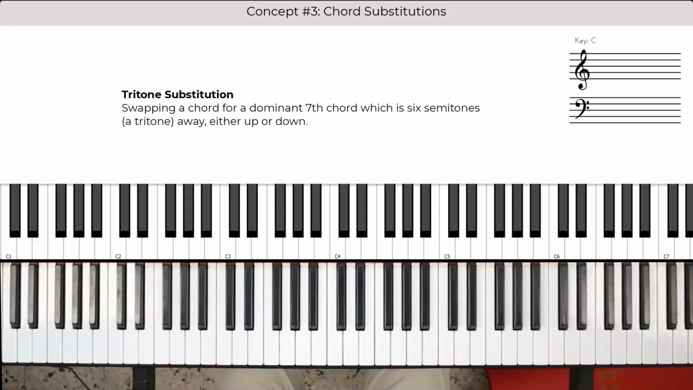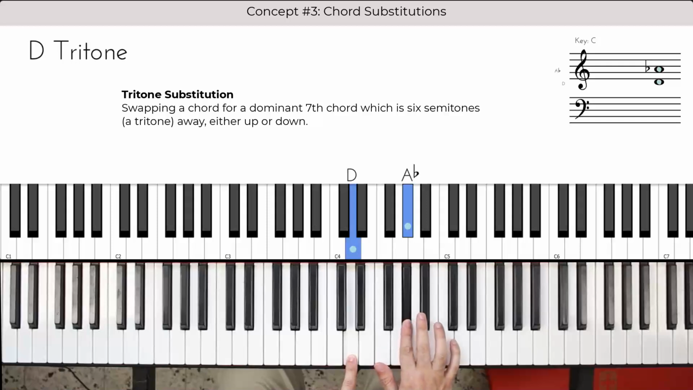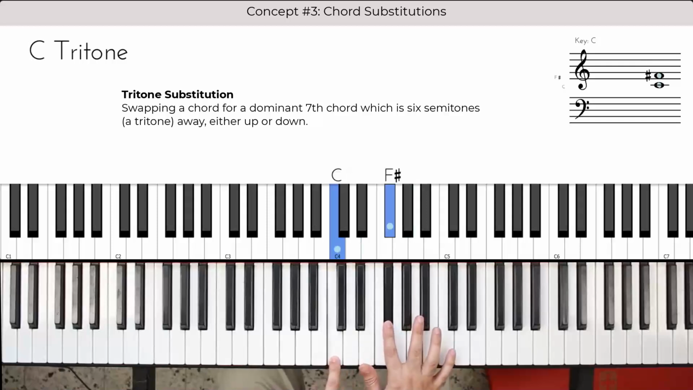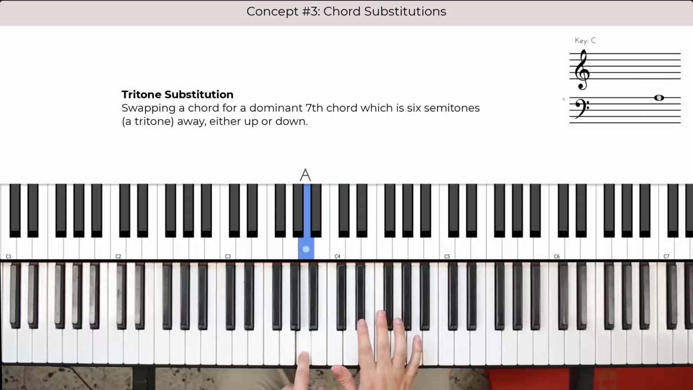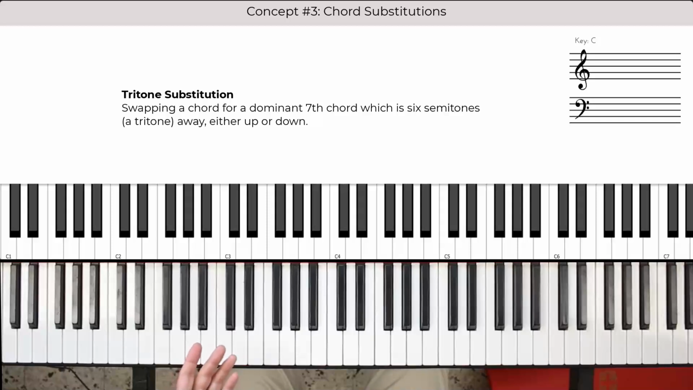Now a tritone is an interval, which is 6 semitones. So for example, D and A flat are a tritone apart, C and G flat are a tritone apart, A and E flat are a tritone apart, and so on. The tritone substitution rule says that you can change or substitute any chord with a dominant seventh chord, which is a tritone away. Now this works best for dominant seventh type chords. It works reasonably well for minor chords, and it sometimes works and sometimes doesn't work for major chords.